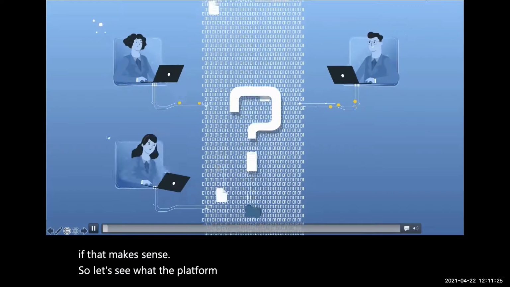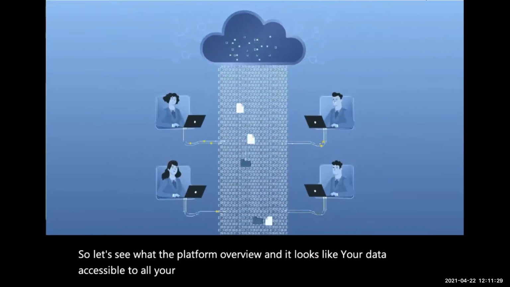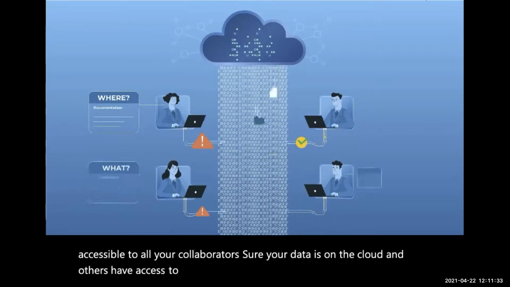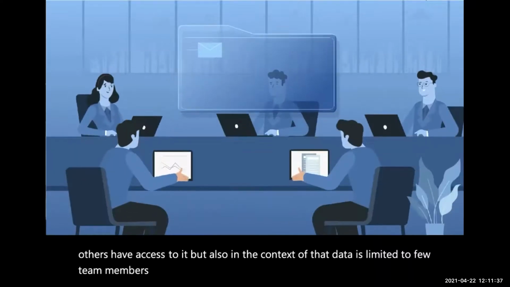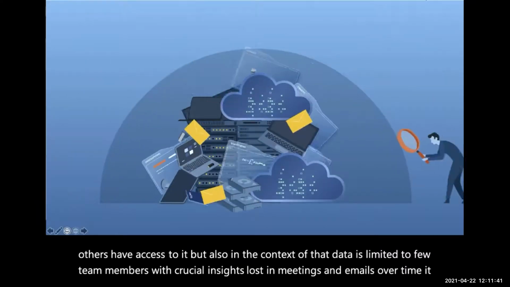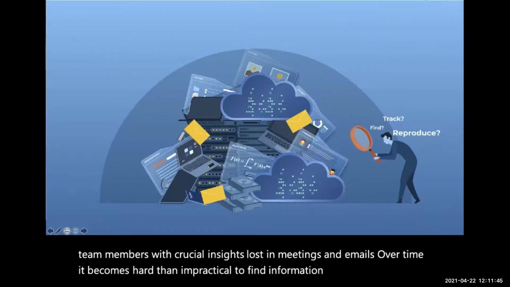So let's see what the platform overview of it looks like. Is your data accessible to all your collaborators? Sure, your data is on the cloud, and others have access to it. But often the context of that data is limited to few team members, with crucial insights lost in meetings and emails. Over time, it becomes hard, then impractical to find information, or sometimes even reproduce results.